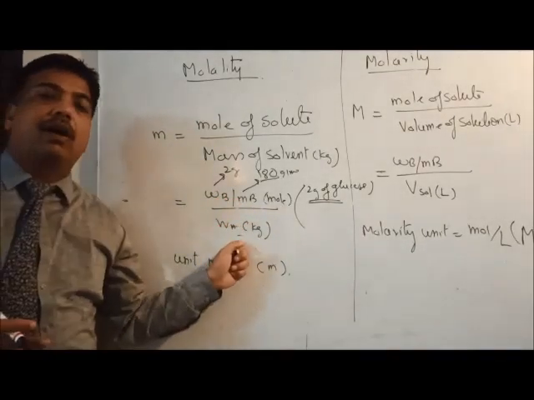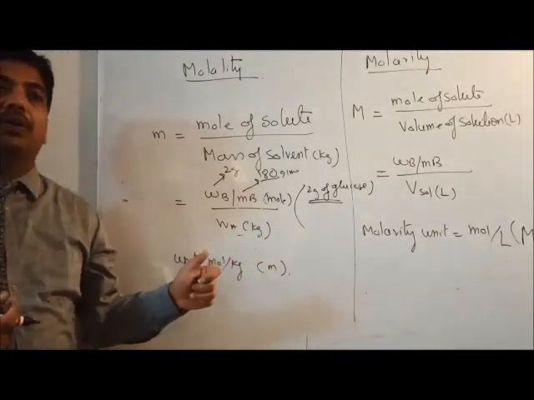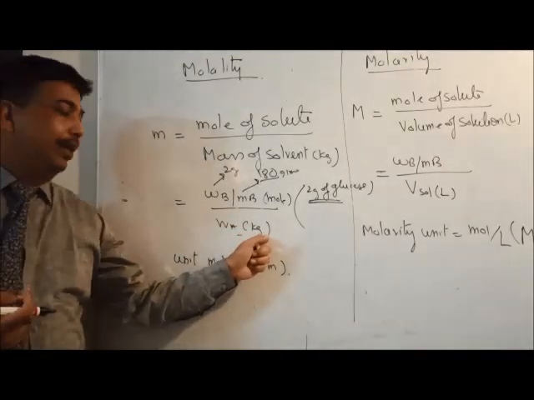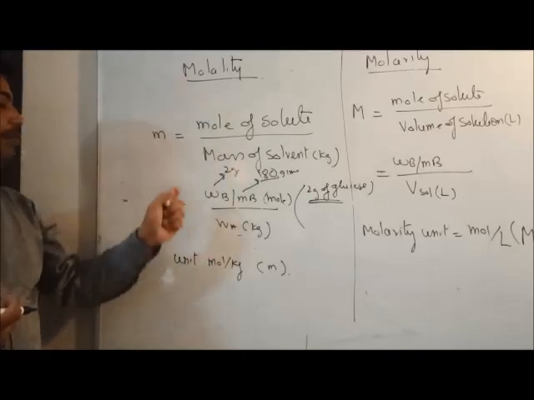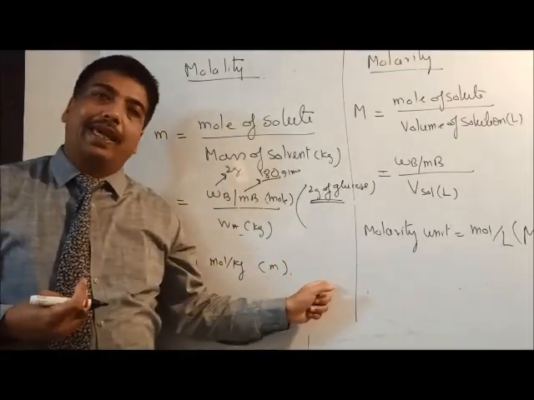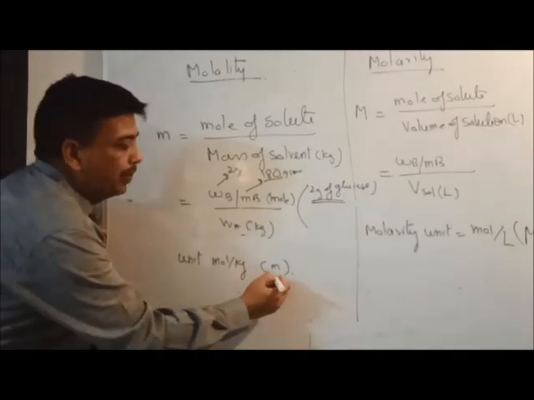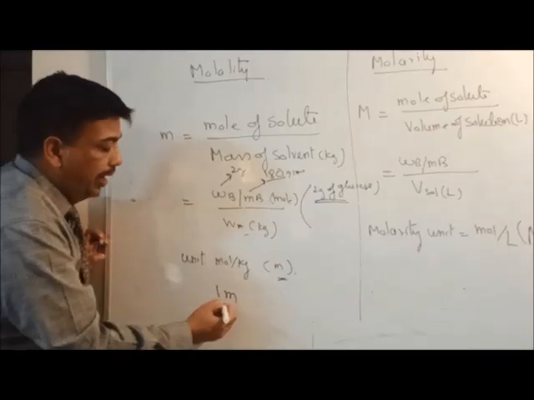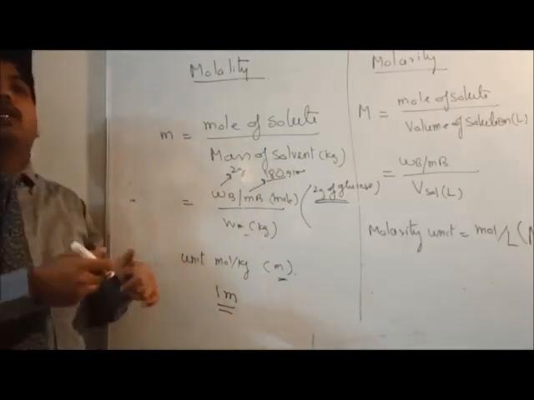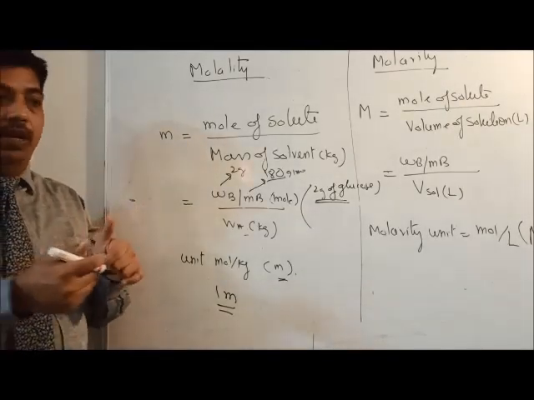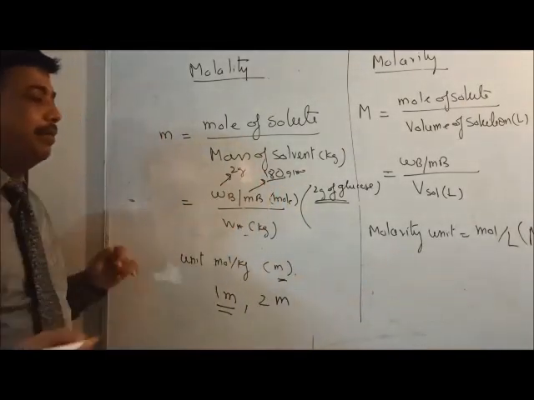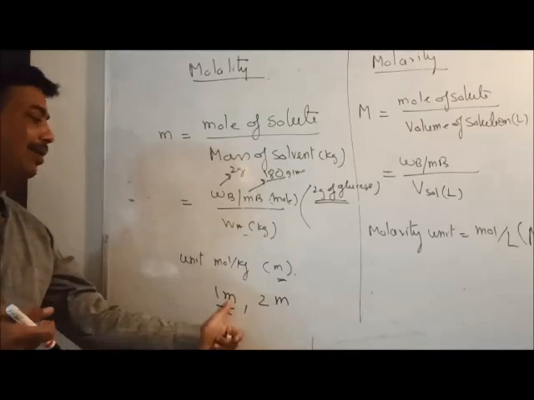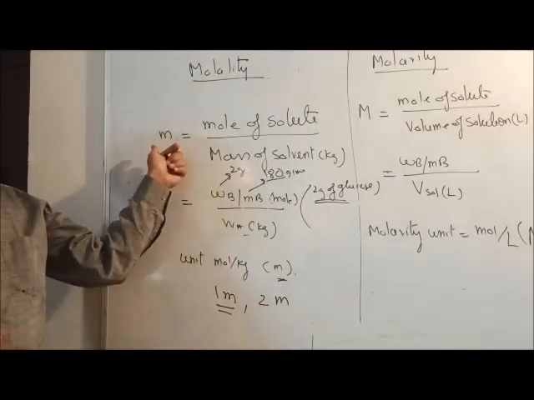Whatever is the mass of solvent, that shall be converted into kilogram. The solvent must be in kilogram. So WA, the mass of solvent, is taken in kilogram. In this way, the unit of molality comes out to be mole per kg, right? Molality is also expressed as small m. So wherever it is mentioned that the solution's molality is 1 m, it means that the solution's molality is 1 mole per kg. If it is mentioned as 2 m, that means the solution's molality is 2 mole per kg. So small m is used as a unit for expressing molality here.